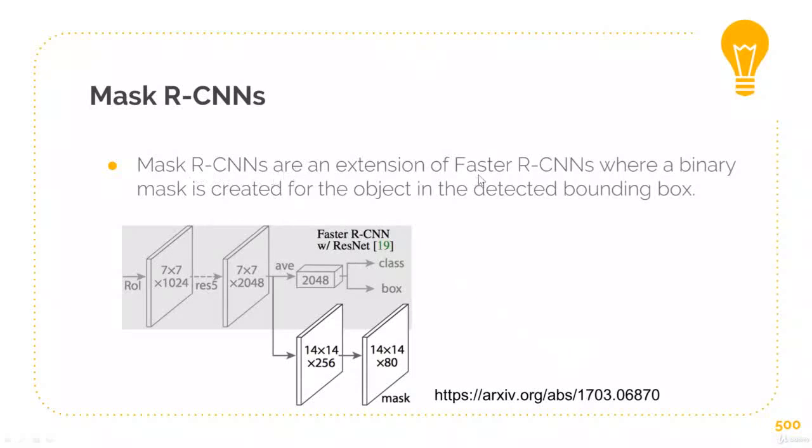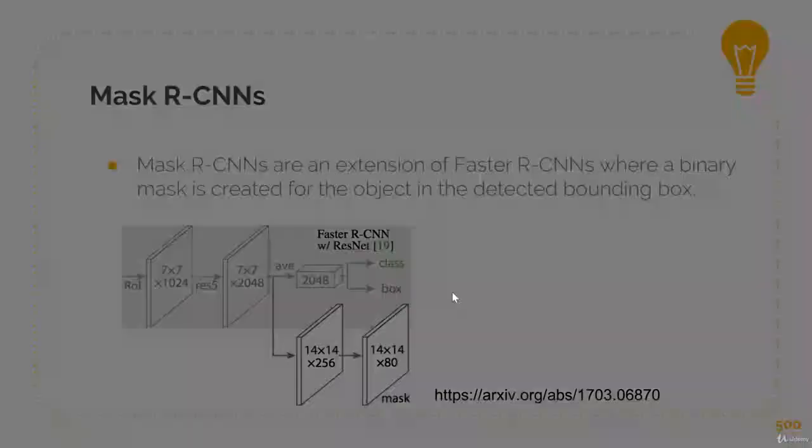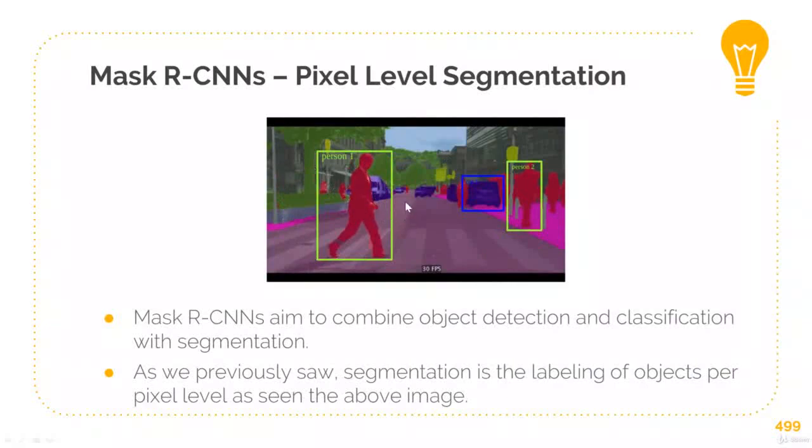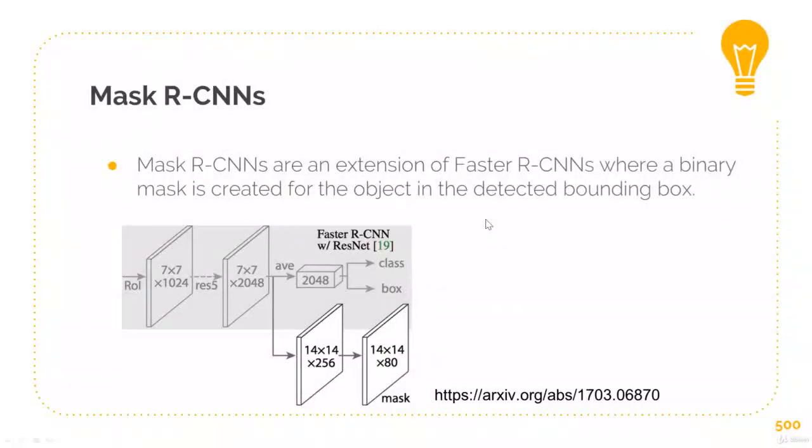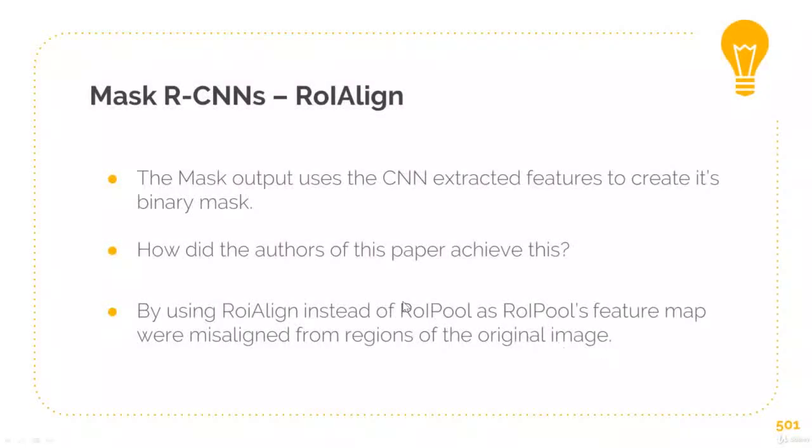They're basically an extension of faster RCNNs, where a binary mask is created for the object in the detected bounding box. You remember how UNet created a mask that provided our segmentation outputs? That's what's happening here. A binary mask, basically a 0 or 1, is created for the object in the box. So we're looking at a box here, and we're creating a binary mask for each box that's found. This is the architecture of the network, and a link to the actual research paper where this was released. Mask RCNNs use something called ROI align.